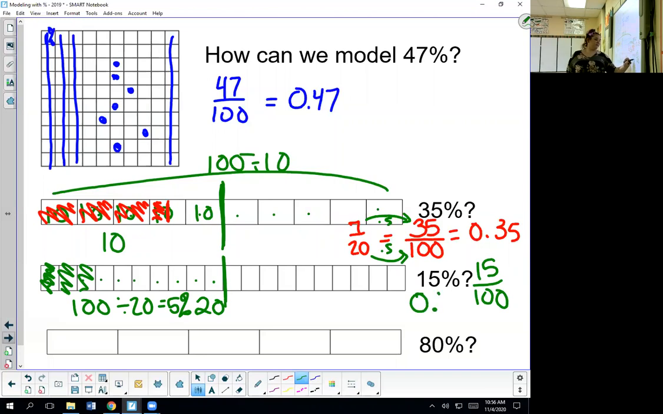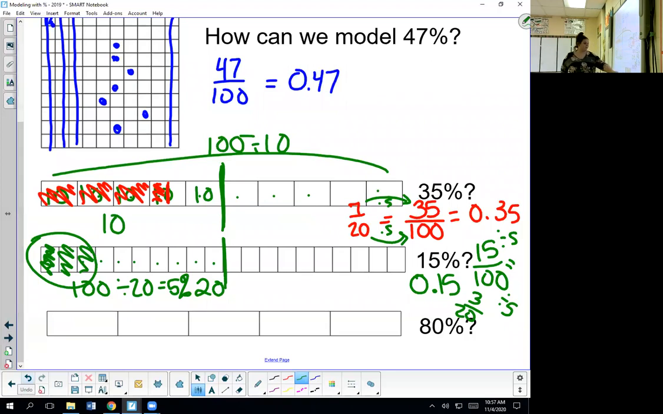How do I say 15/100ths? Like that. How do I simplify it? Cut it into 5 pieces. Cut it into 5 pieces. You should get 3 out of 20. What did I shade in right here? 3 out of 20. Prove my point. Okay, it works. You should see a pattern.